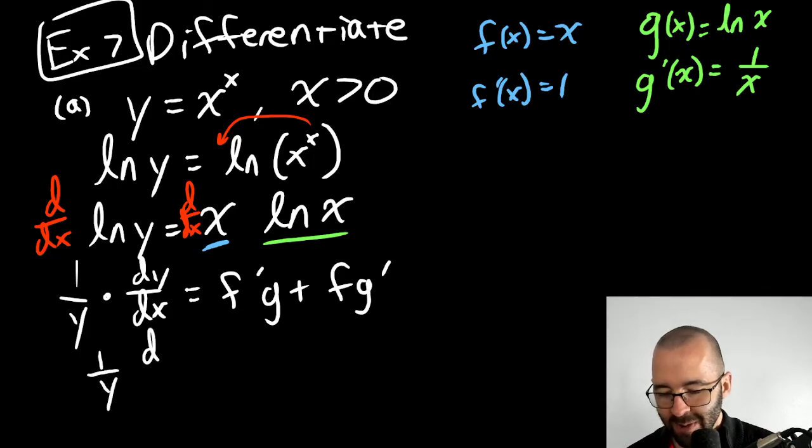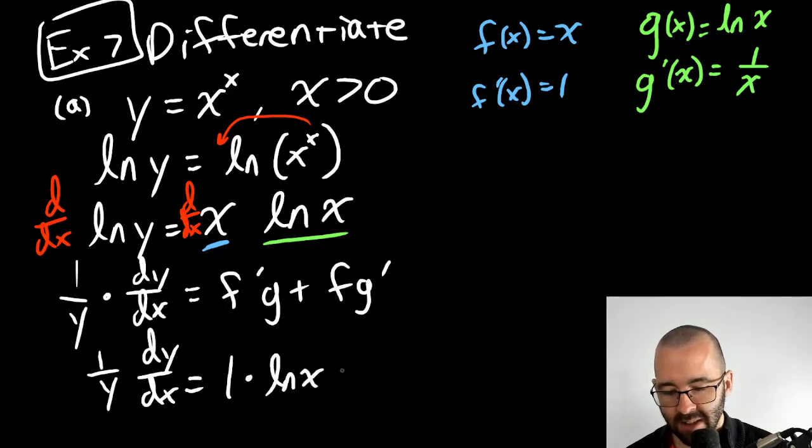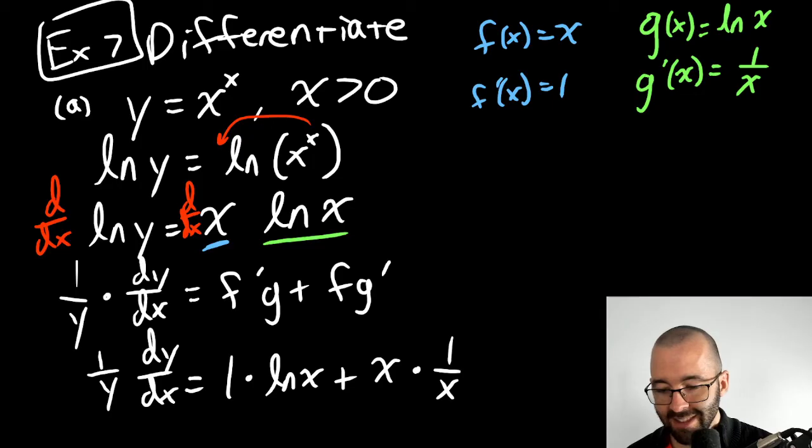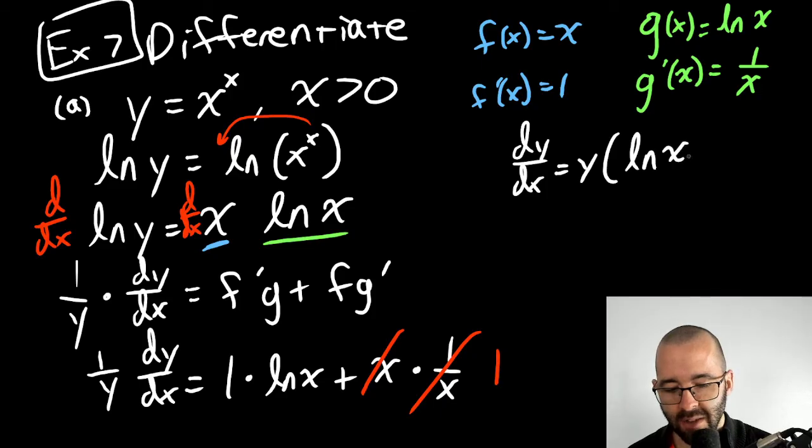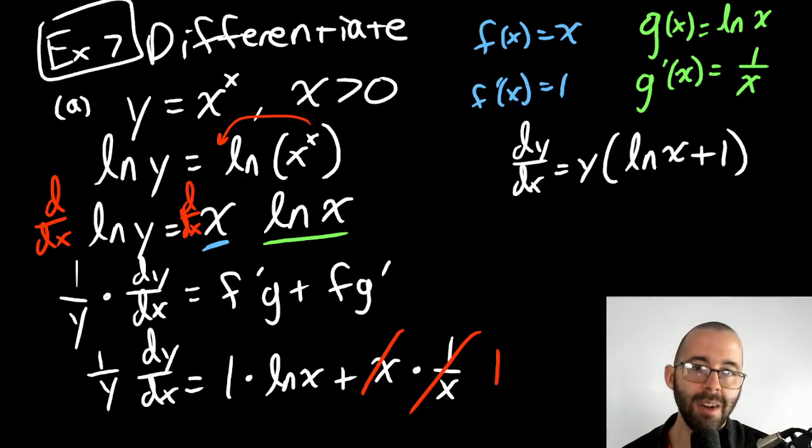So we have 1 over y dy/dx equals f prime, which is 1, times g, the natural log of x, plus f, x, times g prime, 1 over x. Oh, this is nice. x times 1 over x cancels out, and be very careful, it cancels out to 1, so it doesn't completely disappear. We can multiply both sides by y. dy/dx is equal to y times the natural log of x plus 1.